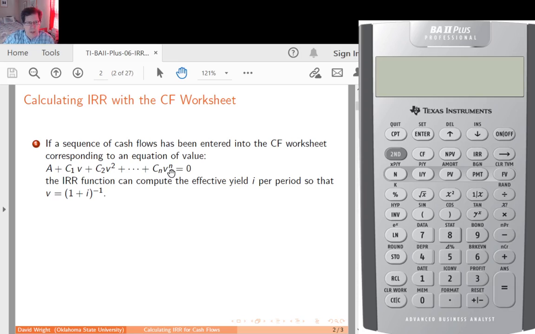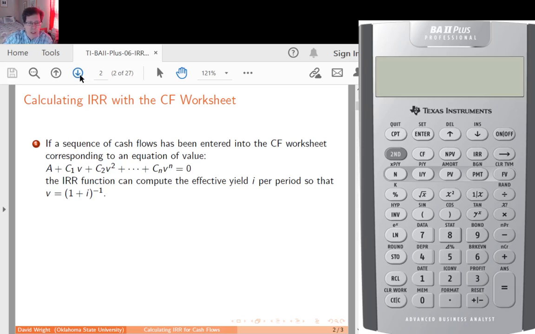And the equation where you set that equal to 0 is the equation that you solve for the yield rate of that cash flow. So if there is one solution, that will tell you the interest rate, I, per period, at which that equation is true, and V is equal to 1 over 1 plus I. So that's what we're looking for, how to solve for the interest rate I.